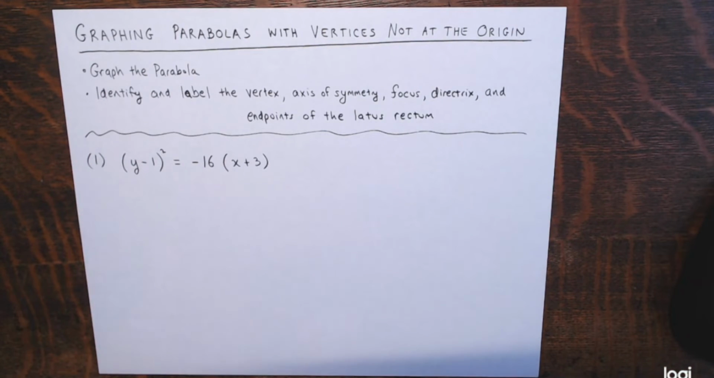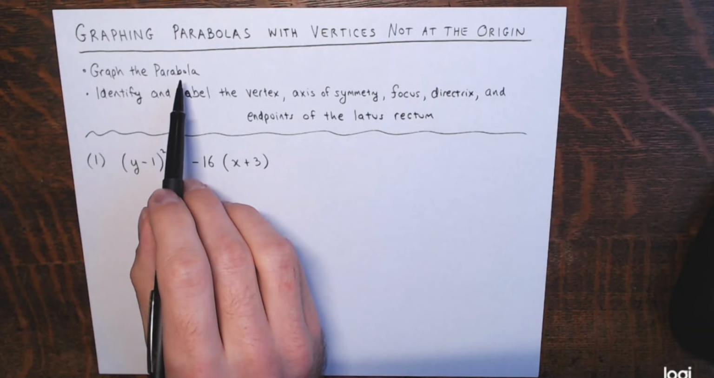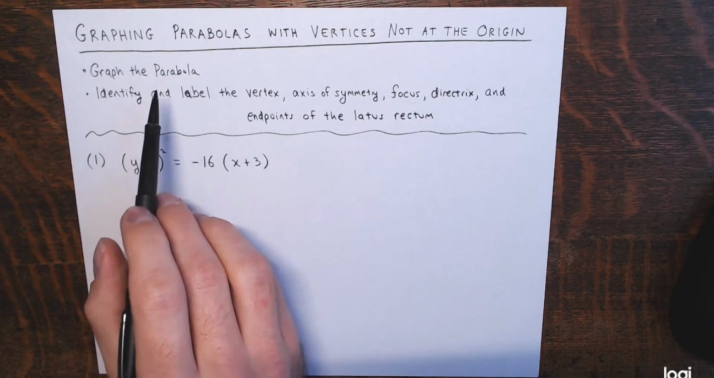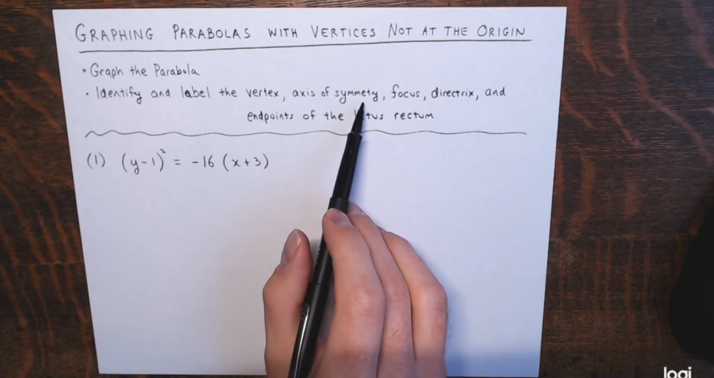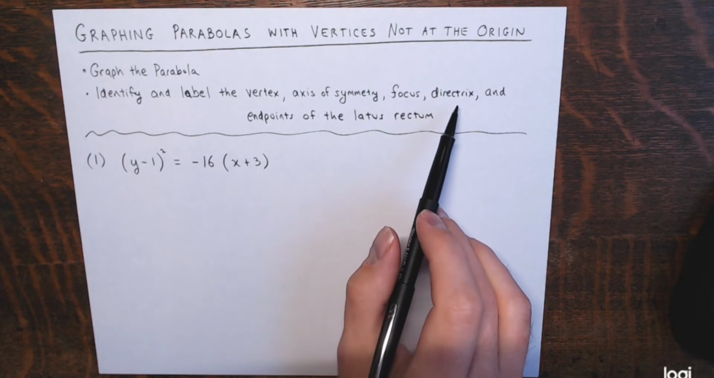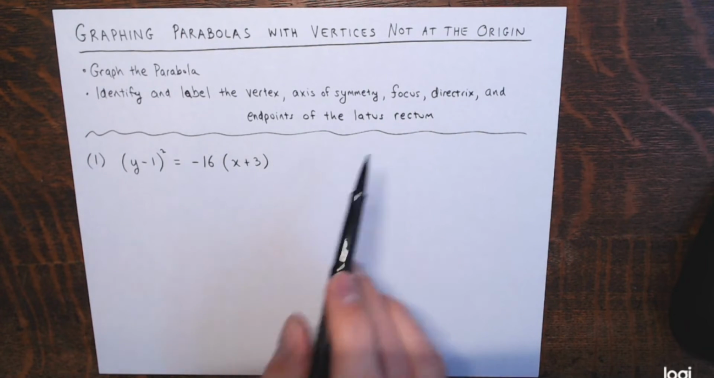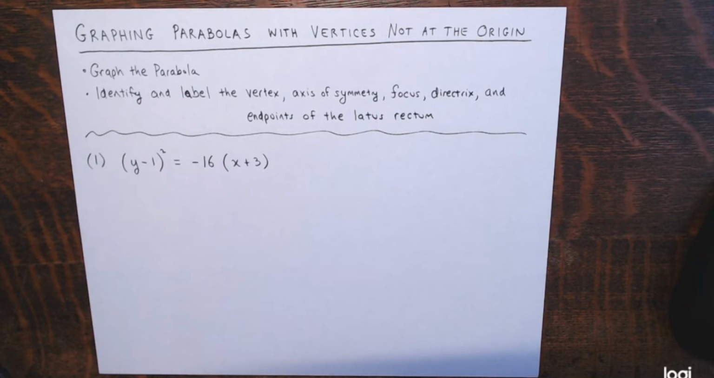Alright, so in each example I'm going to be given an equation. It may be in standard form, it may not be. And if it's not in standard form, we're going to do something to put it in standard form. And then once it's in standard form, we should be able to graph the parabola, right? And in the process of graphing, identifying and labeling the vertex, the axis of symmetry, the focus, the directrix, and also the endpoints of that segment called the latus rectum.